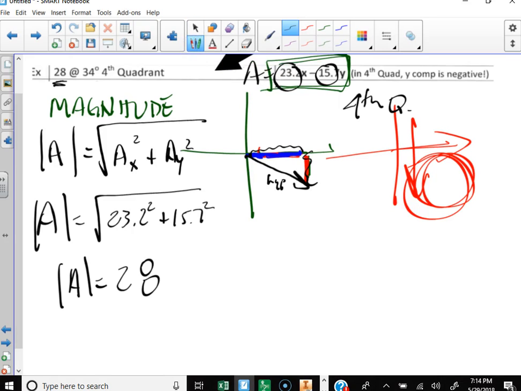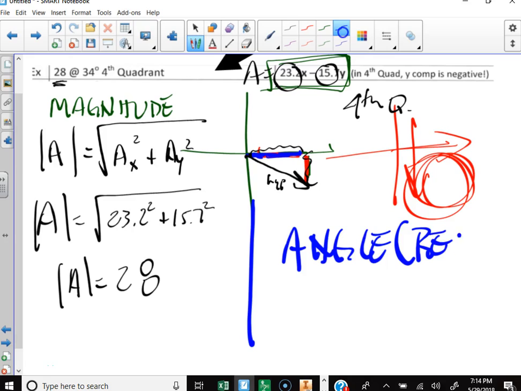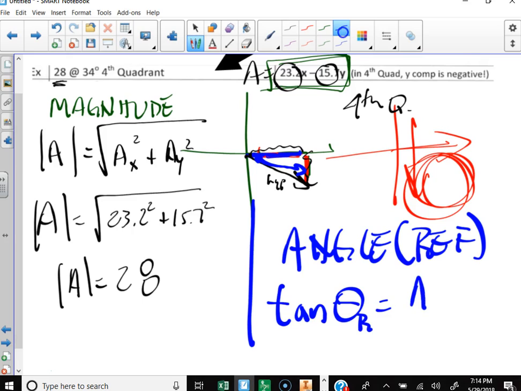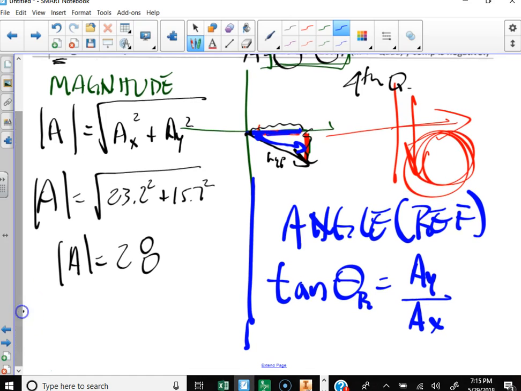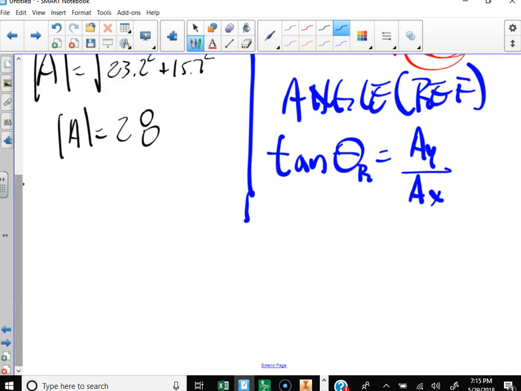Let's do this in blue. So to find the angle, the reference angle I should say, opposite and adjacent is going to be tangent. So what we know is that the tangent of the reference angle is equal to the opposite, that's going to be the y component, over the x component. It's always y over x. But we're after the angle. We already know the components, we want the angle.